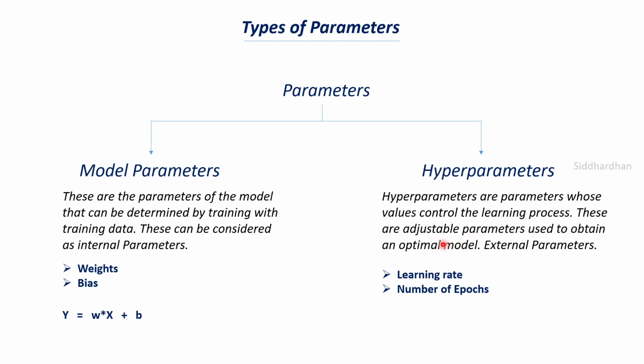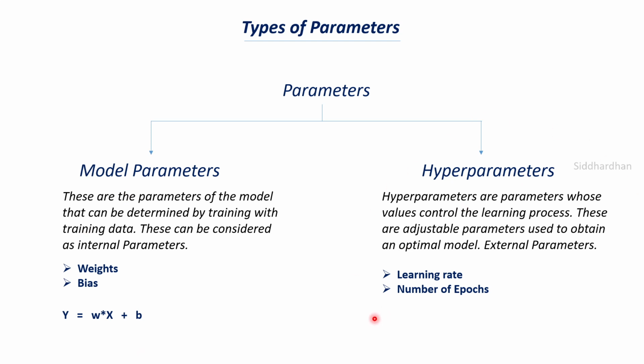As I have told you, hyperparameters are used for finding an optimal model. An optimal model is something that makes accurate and better predictions. So this is the use of hyperparameters, and these are external parameters because they are not within the model. They are not the parameters of the model, but we give them separately. We manually give these values of learning rate and number of epochs. So these are the two different types of parameters that we have in machine learning models. One is model parameters, which are the parameters of the model, and then we have these hyperparameters.